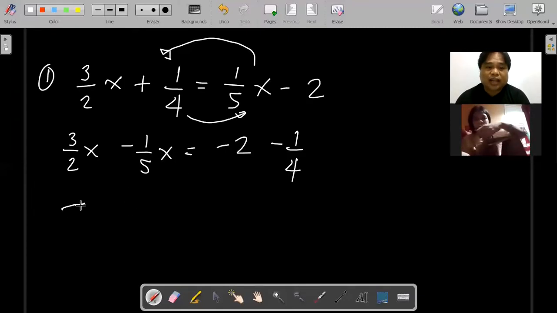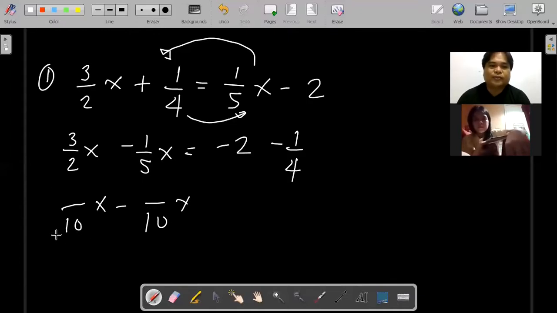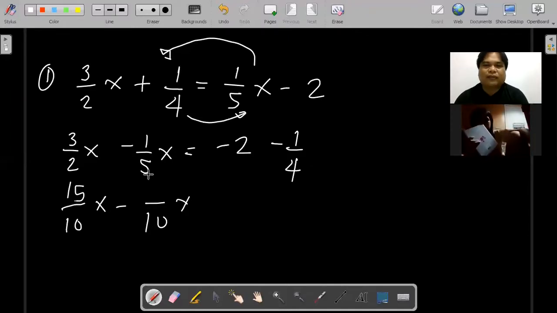So this becomes now 10x, and the other also becomes 10x. So what will happen? 10 divided by 2, 5. 5 times 3, 15. Yes. So 3/2 x becomes now 15/10 x. How about this one? 10 divided by 5 is 2, times 1. So 1/5 x becomes 2/10 x. It's basically the same.